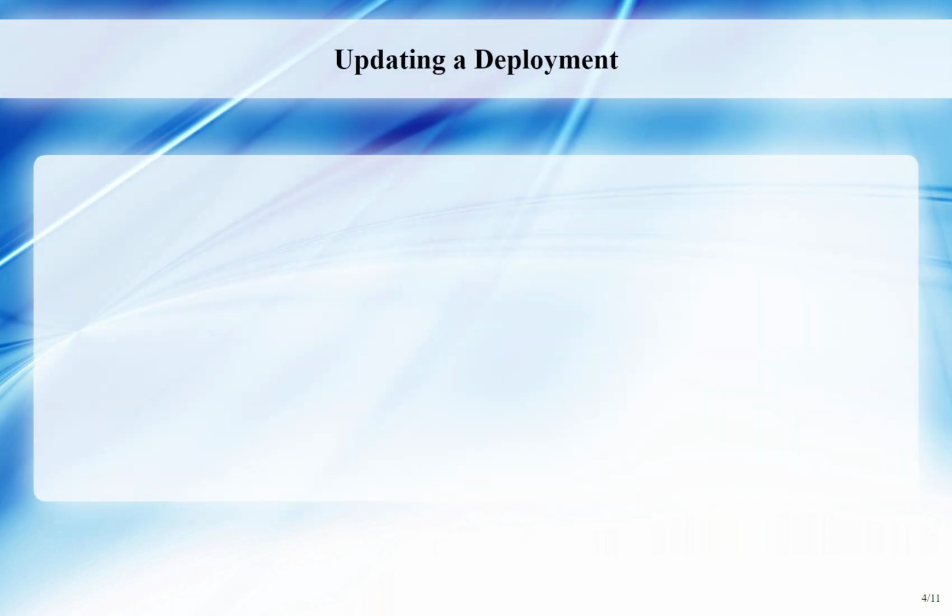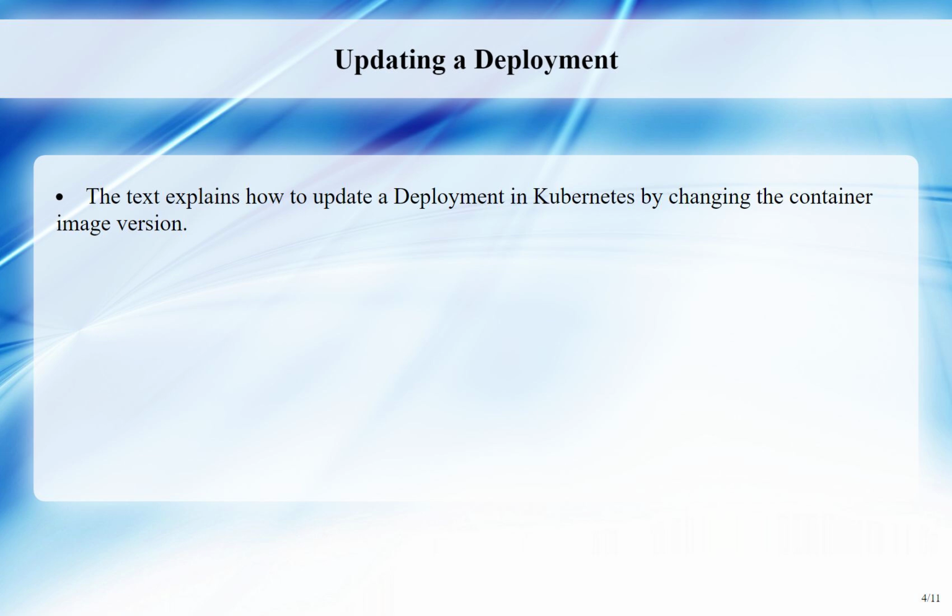Updating a deployment. The text discusses the process of updating a deployment in Kubernetes, specifically focusing on triggering rollouts when changes are made to the deployment's pod template. It outlines steps to update a deployment to use a new image, such as changing the container image from Nginx 1.44.2 to 1.60.1.